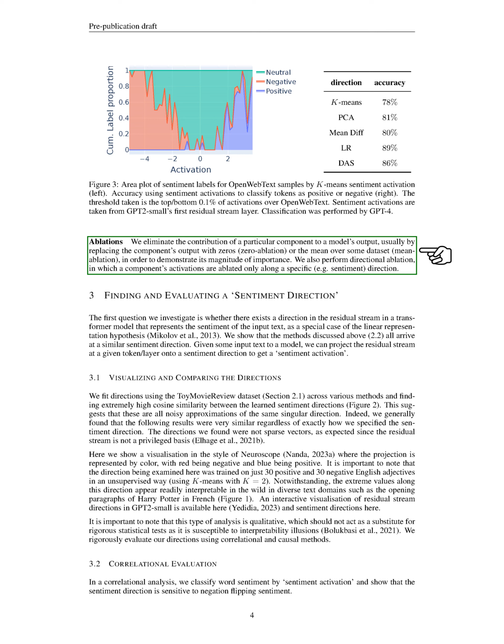We also perform ablations, where we eliminate the contribution of a particular component to a model's output. This helps us understand its importance. We can do this by replacing the component's output with zeros or the mean over some dataset.